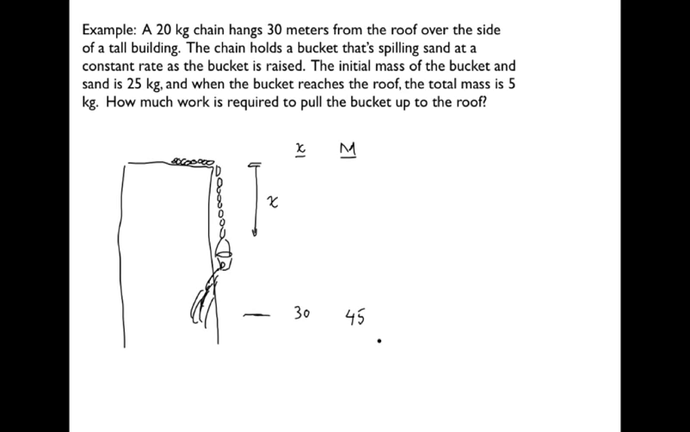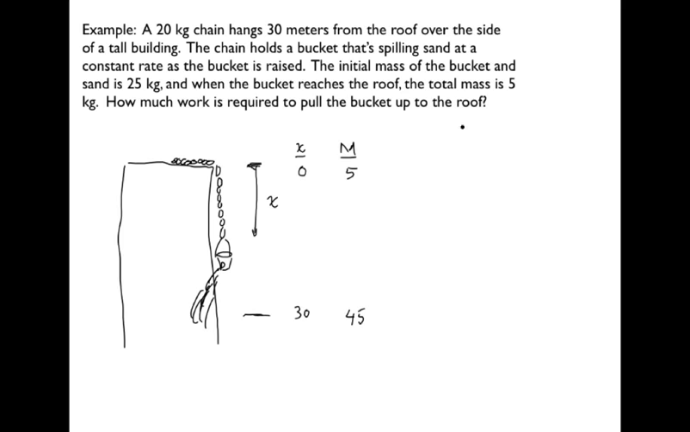And then when we get to the top, the moment just before we got all the chain up and we're just about to get the bucket onto the roof, what is x? 0, right? And now what's the mass? 5. When the bucket reaches the roof, the total mass is 5. No more chain left, and the total mass of the bucket and the sand is 5. So right at x equals 0, we're just finishing up this task, we've got 5 kilograms still to go.